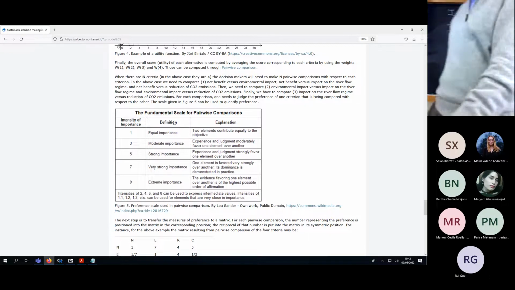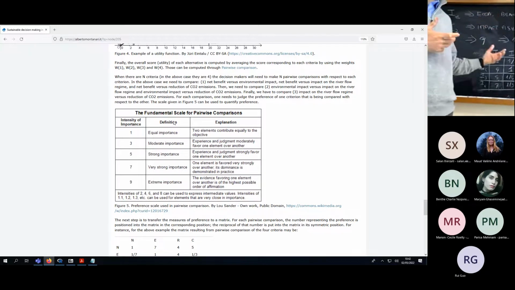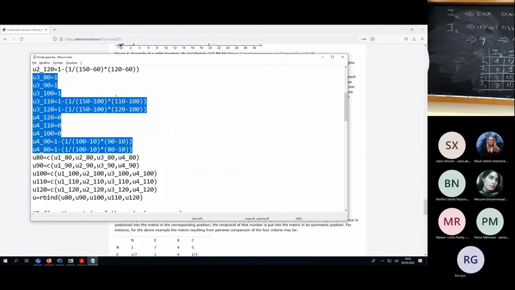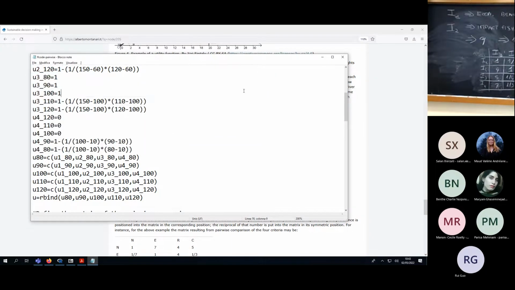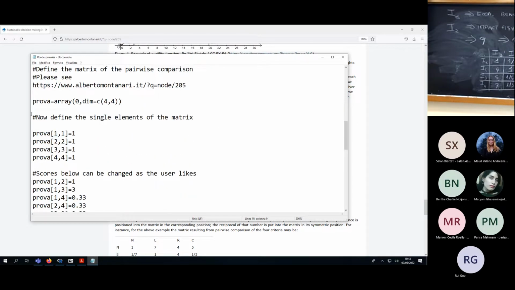Okay, let's check for consistency, and let me look at my code because I don't remember by memory. You remember that we have to compute eigenvectors and eigenvalues for this matrix, and compare the eigenvalue with the order of the matrix, which is 4. So first, let's put this matrix into R. Okay, so let's define it.